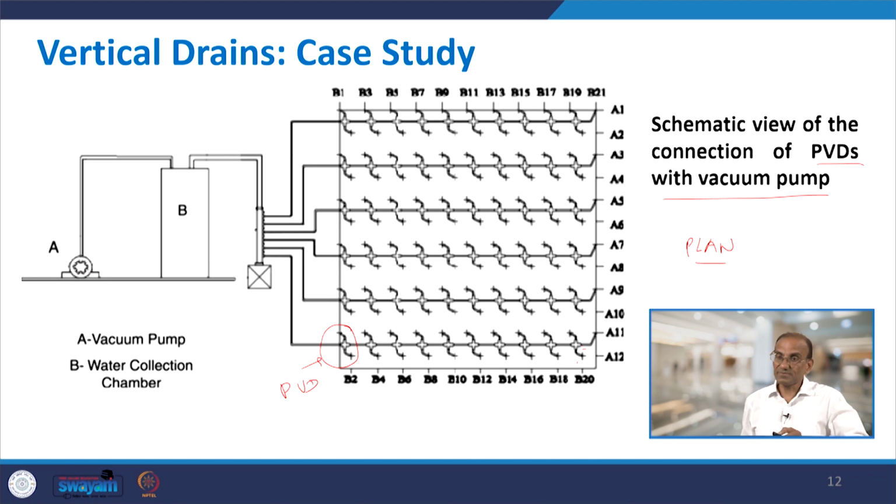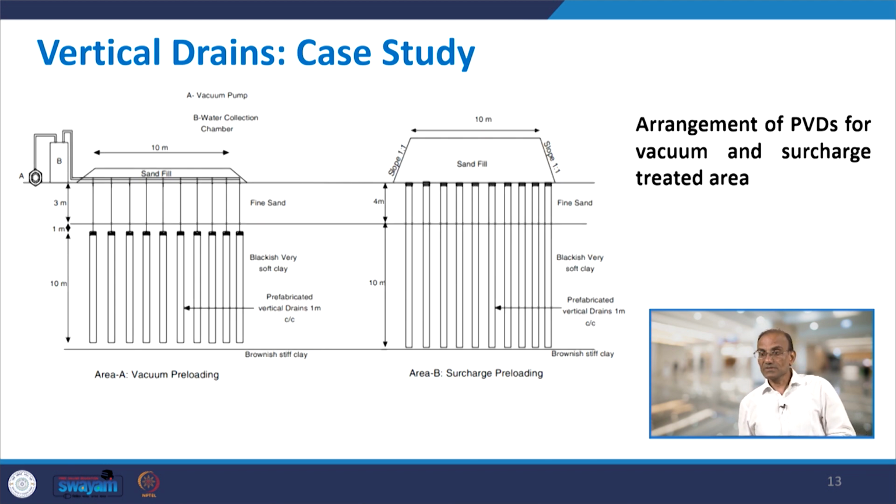Similarly, it is done for the surcharge loading also. This is the arrangement of PVDs for the vacuum and surcharge treated areas. A is vacuum preloading, where you use the vacuum pump and all the equipment here. Another is surcharge loading, where you do not require any vacuum pump. What is done in vacuum preloading? These are the PVD vertical drains, about 10 in number, and water will come out of here, through 1 meter thickness of fine sand below, and ultimately the water goes to the top and passes through the collection chamber at B.